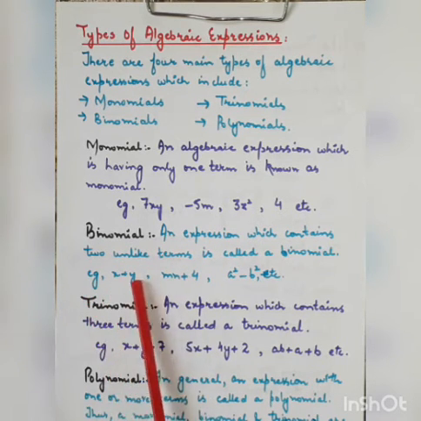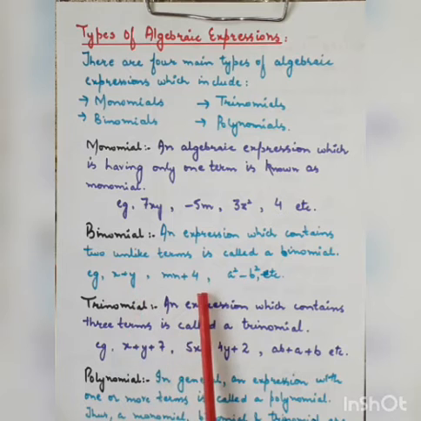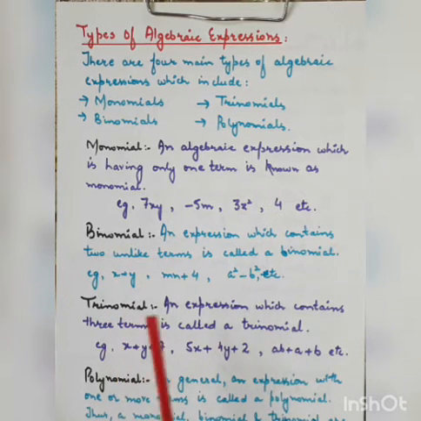For example, x plus y. x is a term, y is a term, and both these terms are unlike terms, so this is a binomial. Then mn plus 4 is also a binomial. Then a square minus b square is also a binomial. Okay. Then the next one is trinomial. An expression which contains three terms is called a trinomial. अब ऐसी expression जिसमें तीन terms होंगी उसे हम trinomial कहते हैं. For example, x plus y plus 7, 5x plus 4y plus 2, ab plus a plus b. So these are all trinomials.